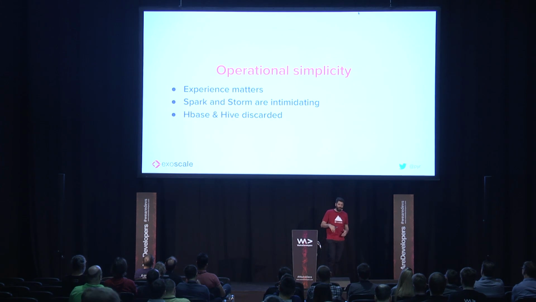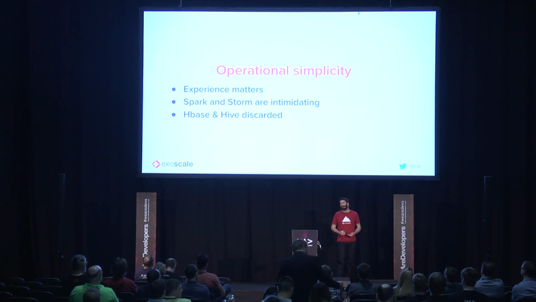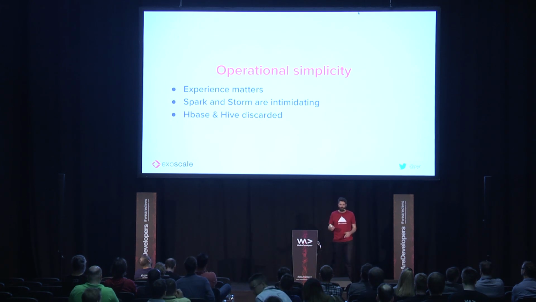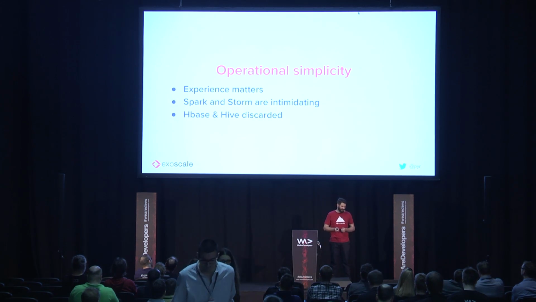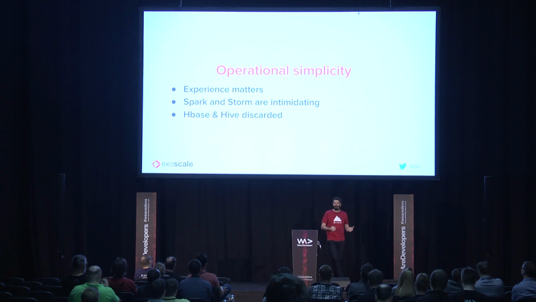So as far as operational simplicity matters, beauty is a bit in the eye of the beholder, because experience matters a lot. What you've been exposed to always instructs the solution that you're going to reach out for. So yeah, take what I'm going to say with a grain of salt. Spark and Storm are definitely intimidating solutions because they're bringing a lot of moving parts. Spark brings Mesos, Storm needs something like Kafka or another queue, and Zookeeper, and they're all huge beasts. HBase and Hive, for the same reason, we discarded, because they're bringing way too many moving parts.